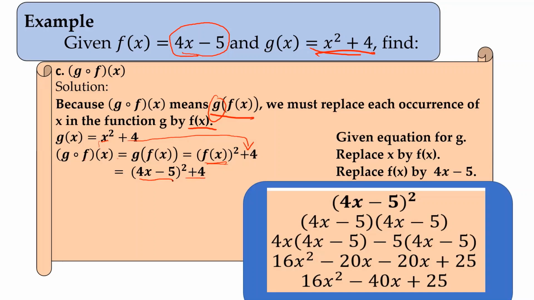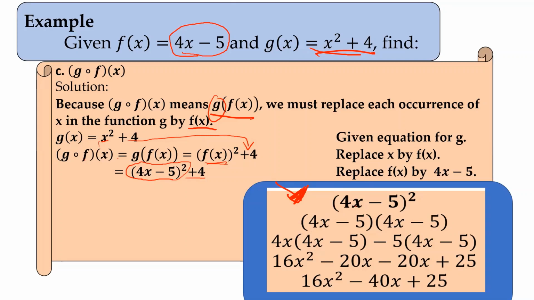Now before we proceed, we will first of course perform the operation here. Recall that, look at this here. Ito yung solution. Recall that when we are going to square a binomial, ito yung mangyayari. You can use the FOIL method or you can use my method here.